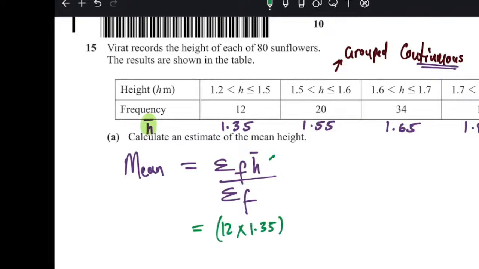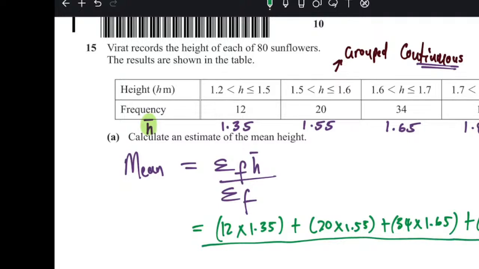So now we will be adding 12 times 1.35, because that's what the formula says, plus 20 times 1.55, plus 34 times 1.65, plus 14 times 1.8, divided by the total of frequency. Always add the total frequency. They would have told you here that there are 80 students, so it's 80. Or 80 sunflowers, so it's 80 sunflowers.